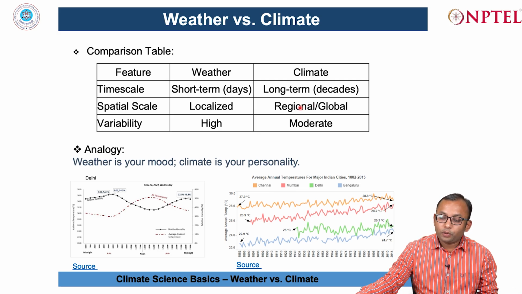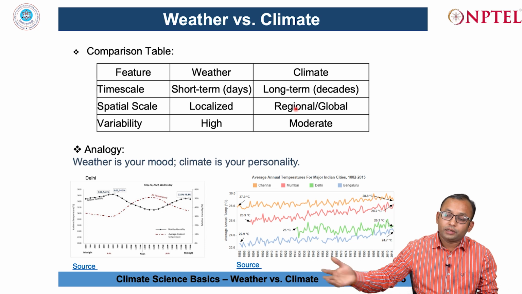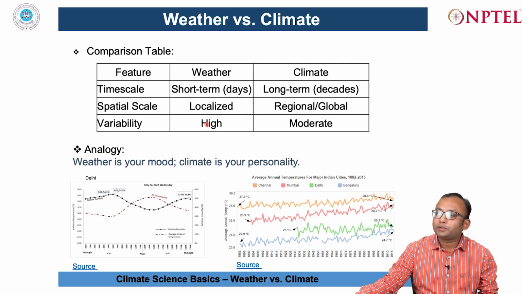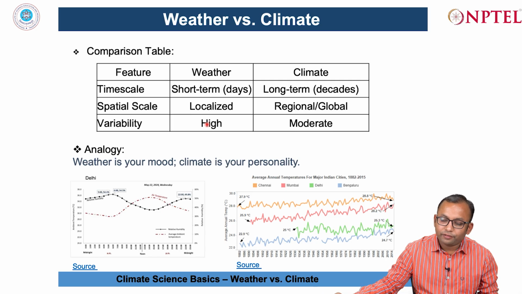If you talk about the variability of both features, weather is highly variable. Sometimes you have very low temperature, sometimes you have very high temperature, sometimes you have no rainfall at all, sometimes you have very heavy rainfall. Therefore, weather has very variable characteristics. However, climate has a moderate variability, but it is a long term characteristic of one particular region, for example, regional or global scale.